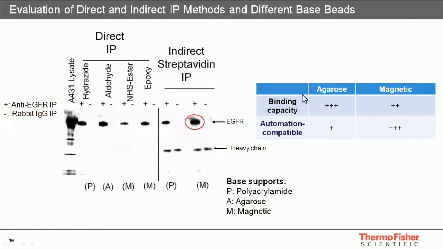Now, as we know, agarose bead has a much higher binding capacity, and magnetic beads are getting up to that level of binding capacity, but they are not there yet. But agarose beads are not automation compatible because that particular protocol requires a lot of centrifugation. Whereas the magnetic beads are very easy to use, you can get very low non-specific binding, and they are automation friendly.